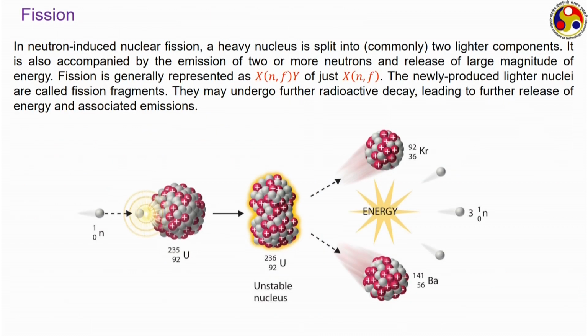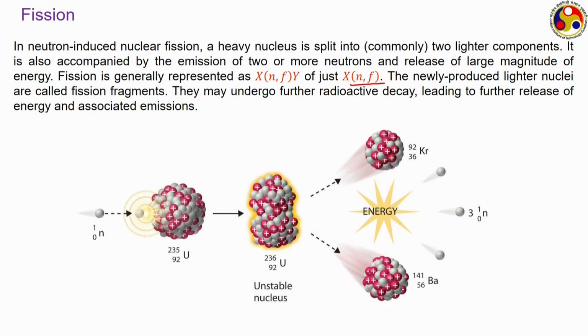And the final kind of interaction is the fission. During a fission reaction, the neutron strikes one nucleus and splits it into two components, both of which are much lighter, and that is also generally associated with the emission of two or more neutrons and a large amount of energy release. A fission is often represented by this kind of symbol N f, just to indicate that a neutron is coming and leading to the fission reaction.